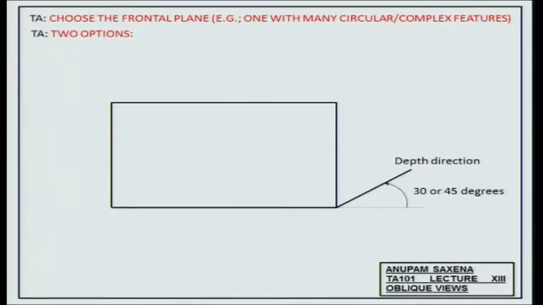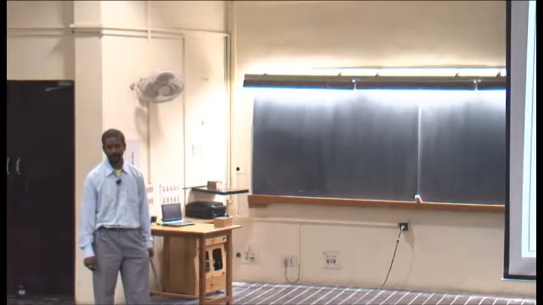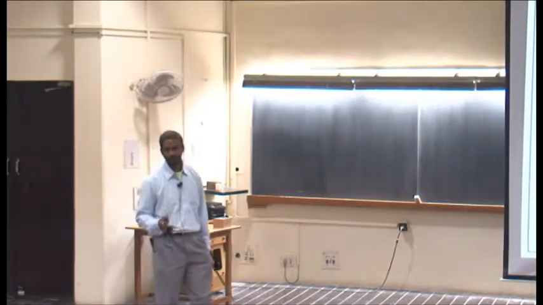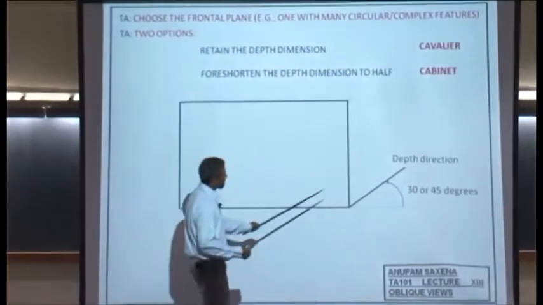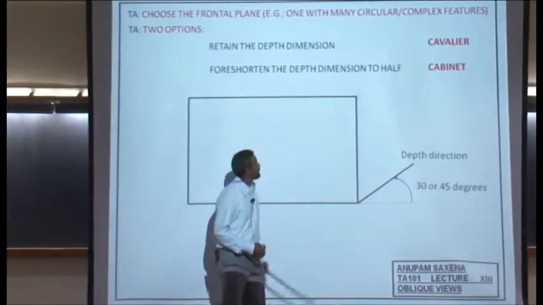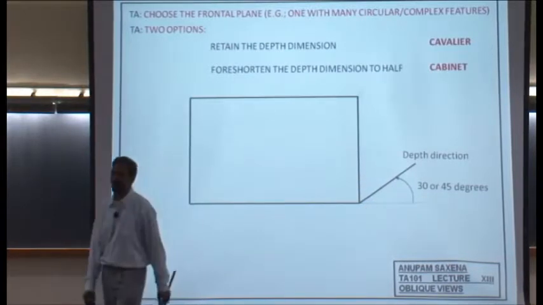And you got two options. Option 1 is to retain the dimension along the depth direction, and if you do that, we call that oblique view the Cavalier view. And if you foreshorten the depth dimension to half, the view is called the cabinet view. Cavalier oblique view, cabinet oblique view. In the first one, this dimension remains the same as the third dimension of the object. In the second case, this dimension reduces to half of the actual depth dimension of the object.